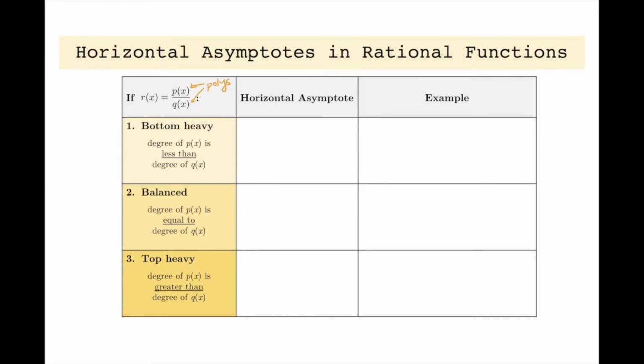There are three possibilities. The function could be bottom heavy, which means that the degree of p of x, the numerator, is less than the degree of q of x, the denominator. So you've got higher degree down in the bottom than up top.